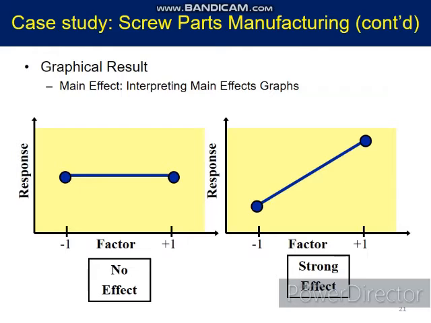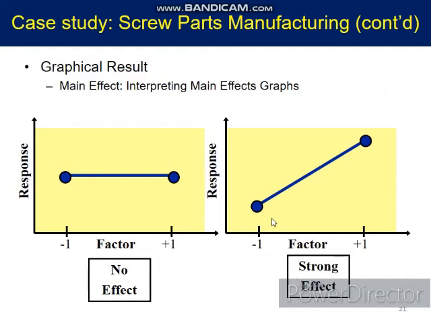So whenever you see a graphical result, the main effect graphical result, the way you interpret it is basically: if there is no change, there is no change. If the slope of the line, as you change from minus to plus, is almost flat, it indicates that there is no effect, meaning that a change in that particular factor does not affect the response.